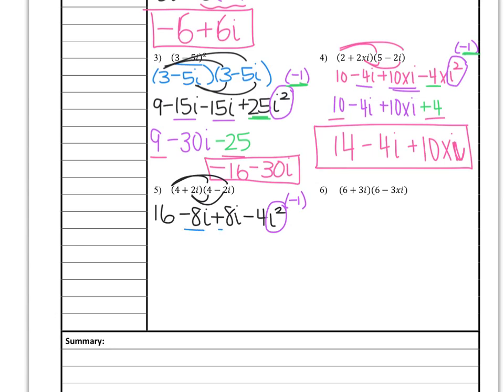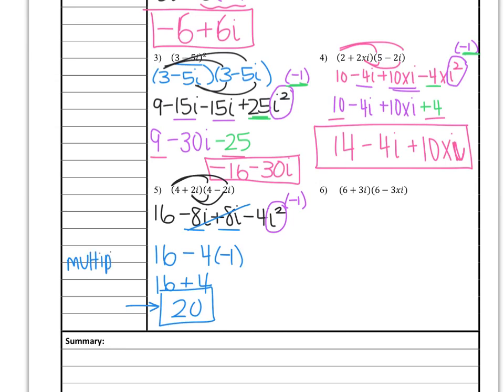So negative 8 plus 8 with an i attached, they both just cancel. Now we have 16 minus 4 times negative 1. So 16 plus 4, which is just 20. Final answer is 20. So right here we can see that multiplying complex numbers is not closed. Because again, we did not result in a complex number in the end.